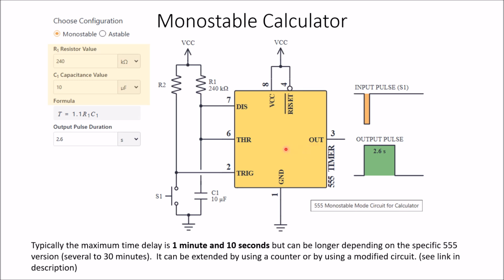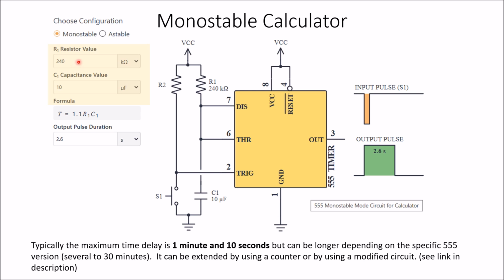Okay, this is the configuration for the 555 timer in monostable mode. You can use the formula right here, which will calculate the value for the output pulse duration, but I prefer to use an online calculator for the 555 timer, and I'll put a note and a link in the description of where you can find those. There's several available and they're pretty good. All you do is you choose the configuration you want, whether you want monostable or astable. In this case, it's monostable.